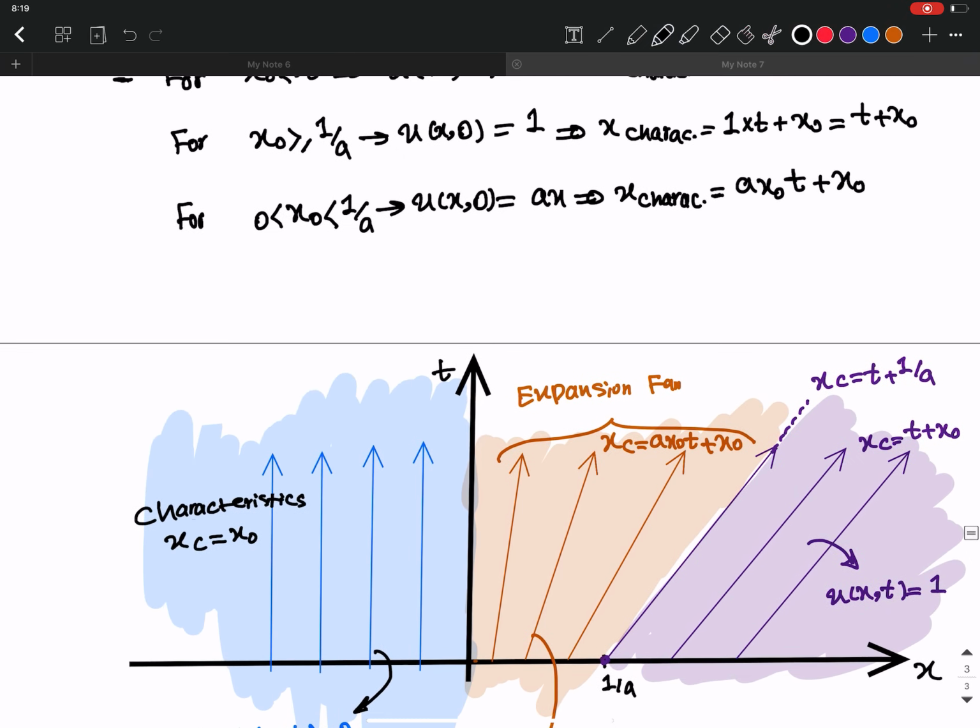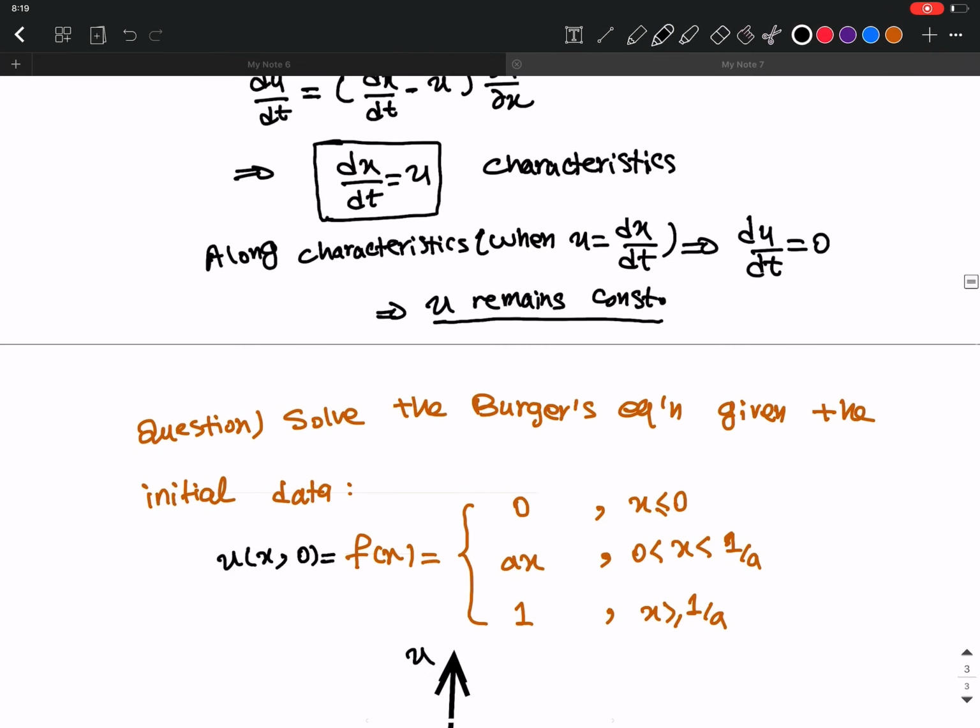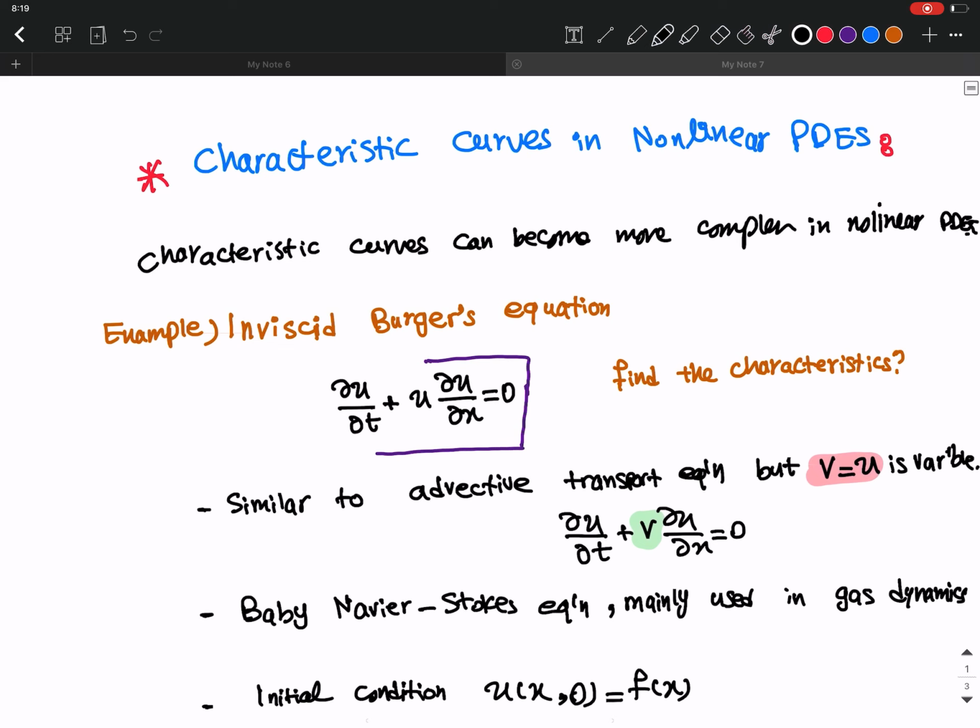So let me briefly review what we did in this session. We looked at characteristic curves in nonlinear PDEs. In nonlinear PDEs, the characteristics could be much more complex than in linear PDEs. Here we only looked at an example where the characteristics were straight lines, but as you can imagine, the characteristics can also vary. They can even be curved lines, depending on the nature of the equation that you are solving.